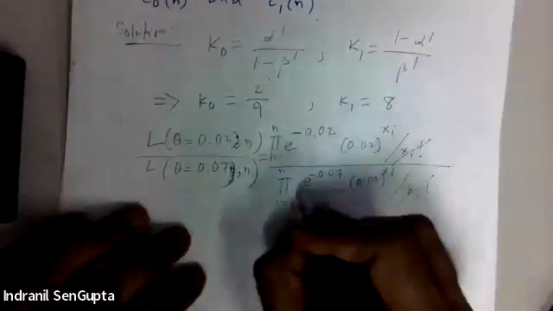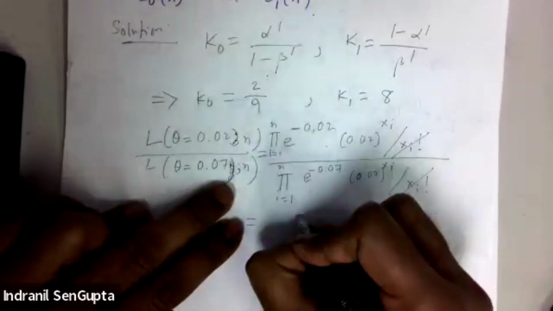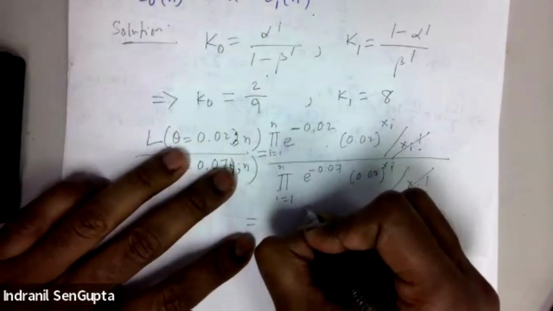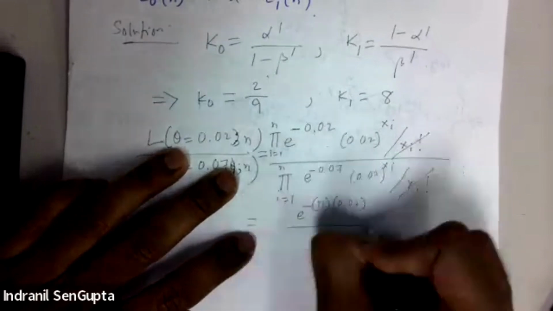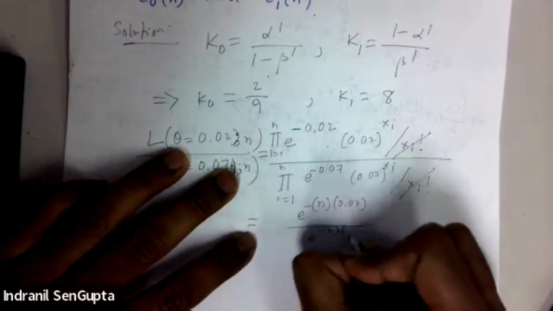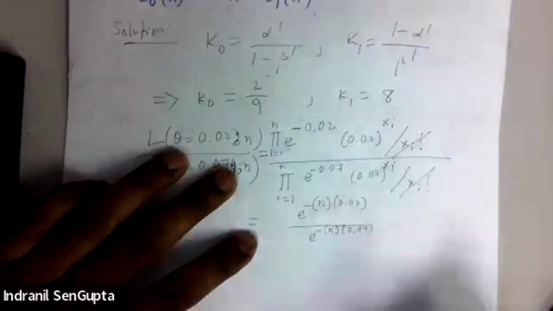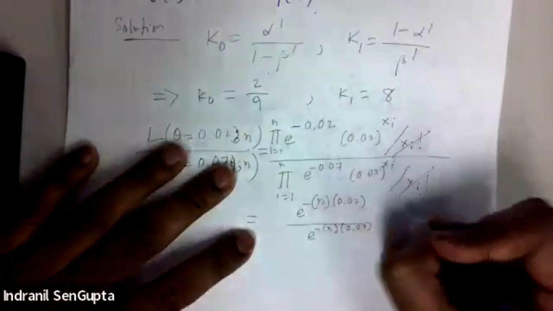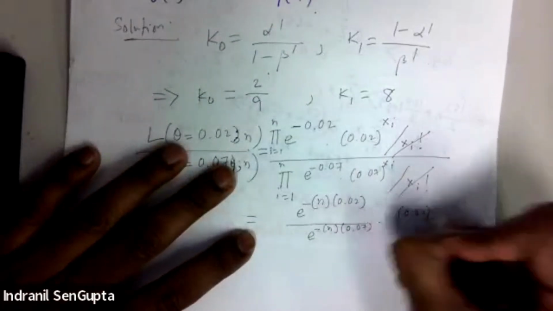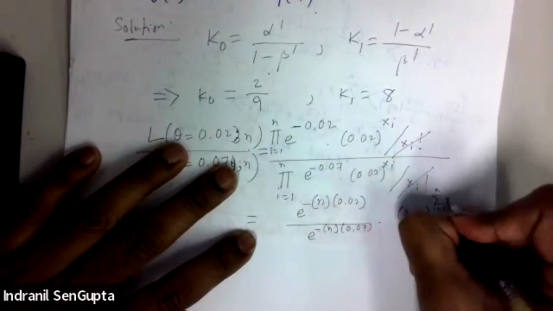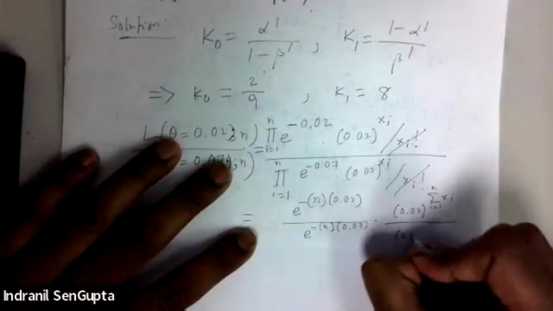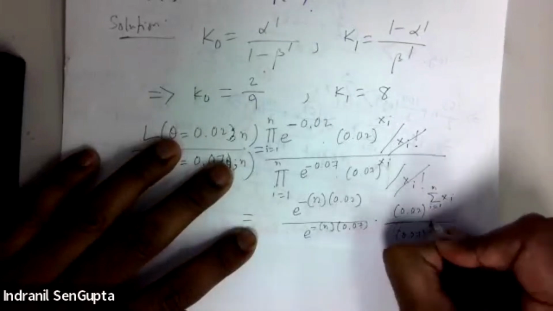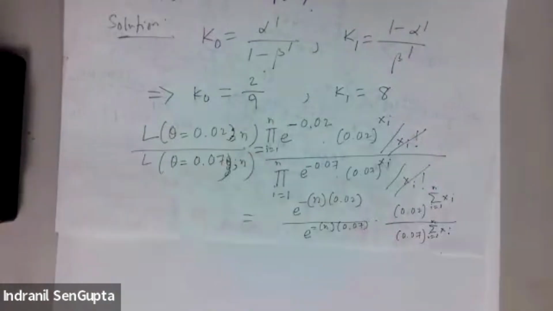And then there is basically the product of these. So it's e to the minus n times 0.02, and here it's e to the minus n times 0.07. For this term, it's 0.02 to the power summation i from 1 to n of xi, and here it's 0.07 to the power summation i from 1 to n of xi. Okay, so that's the likelihood ratio.